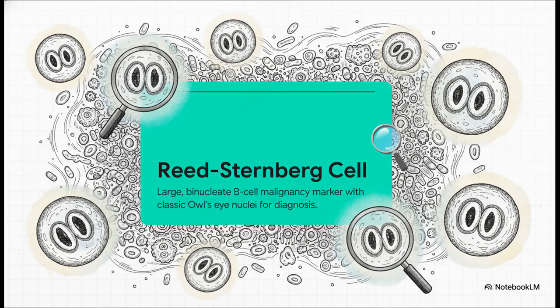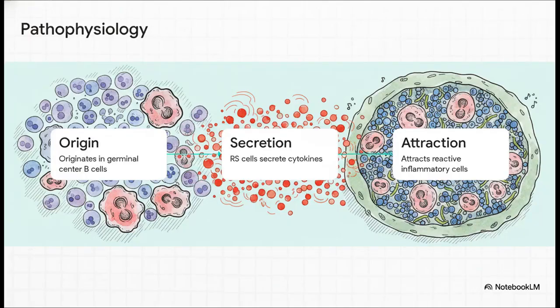But here's a critical clinical pearl. Simply spotting an owl's eye cell isn't quite enough. For a definitive diagnosis, you actually have to find these RS cells sitting within the appropriate inflammatory background. To understand why that background matters so much, we've got to look at the pathophysiology. Step 1. The disease originates in germinal center B cells. Step 2. These malignant RS cells begin secreting just a massive storm of cytokines. And step 3, those cytokines attract normal, healthy inflammatory cells straight to the lymph node.